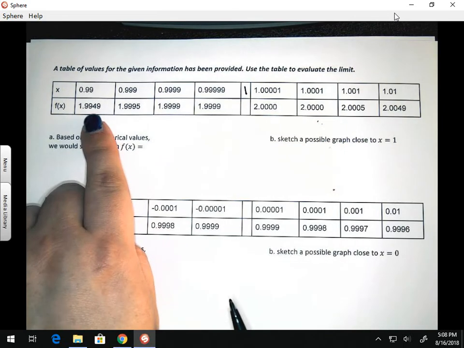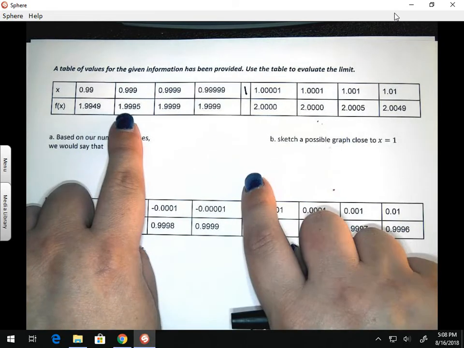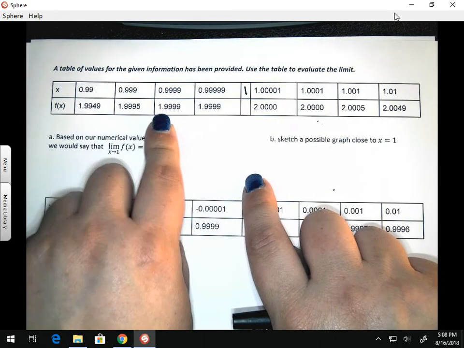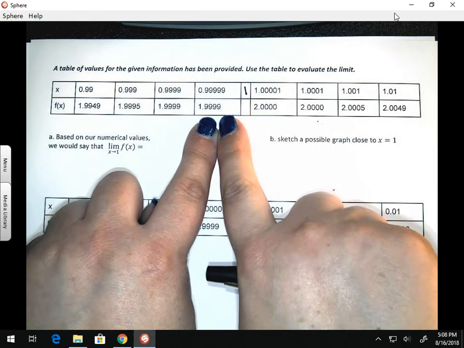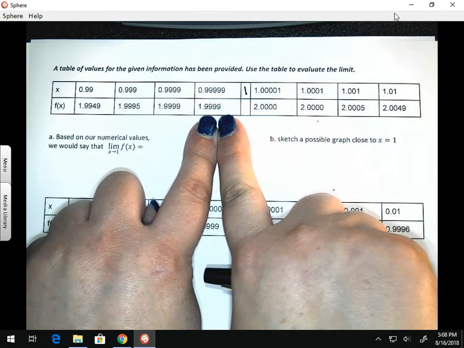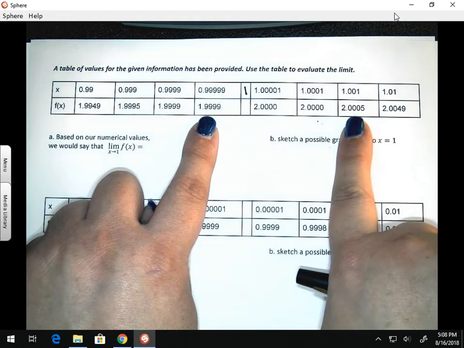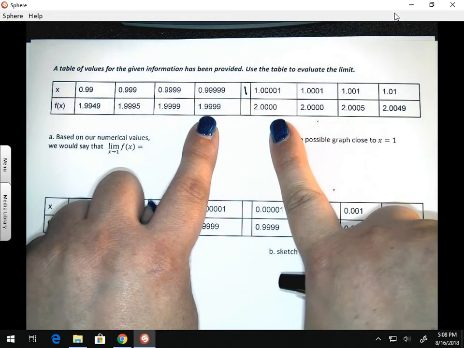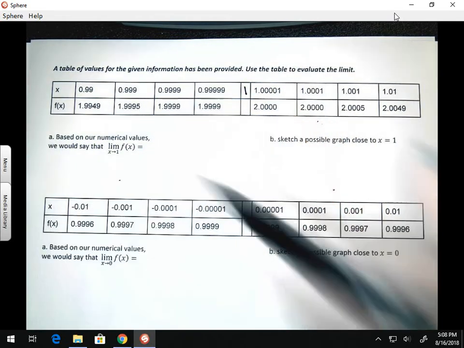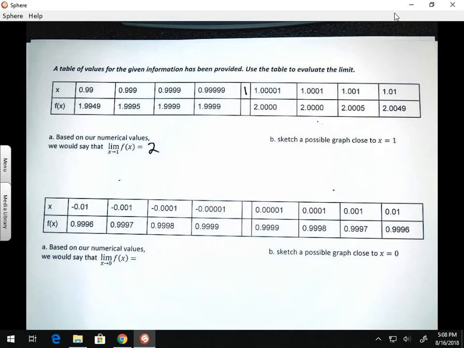So 1.9949, 1.9995, and as we keep going from the left, it looks to me like that's getting closer and closer to the number 2. And as we move in from the right, 2.0049, 2.0005, 2, 2. So to me, this limit would be 2.